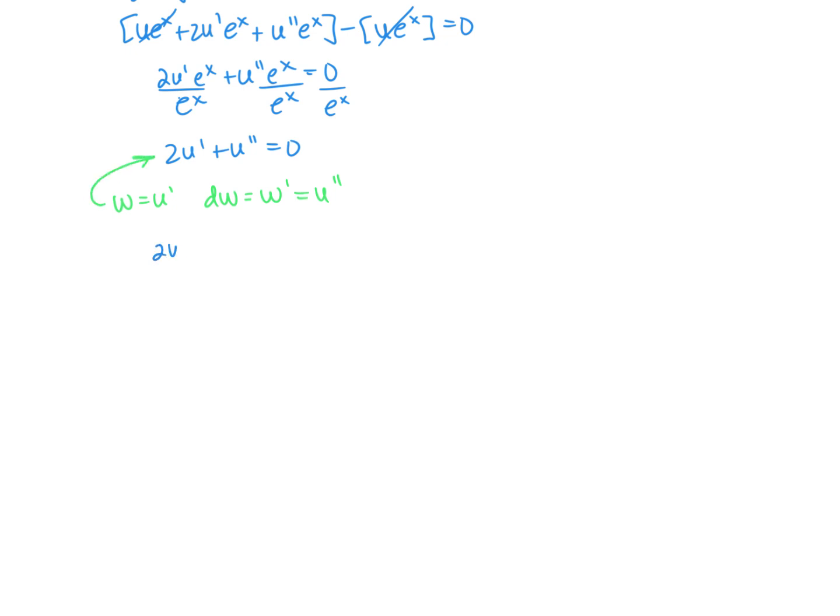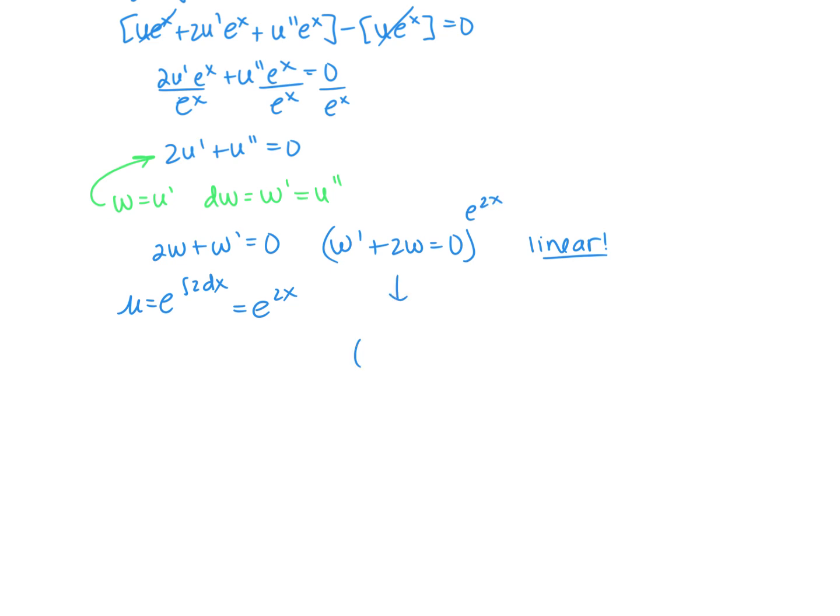So that's what we're going to substitute in. So now we get 2w, add w prime is equal to 0. Or it can be written as w prime, add 2w is equal to 0. This is what we're going to solve. So again, linear or separable. I'm going to treat it as a linear equation. So my integrating factor then is going to be e to the integral of 2 dx, which is just e to the 2x. So when I multiply my equation then by e to the 2x, the left side is going to be the derivative of the product of w and e to the 2x.